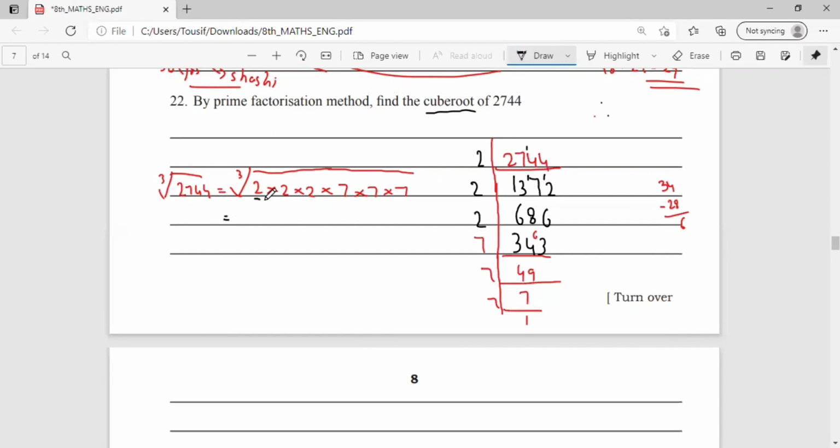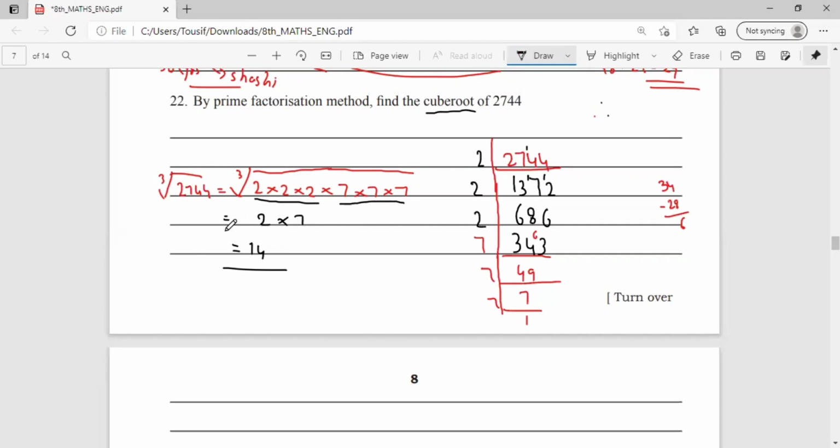Out of a triplet, we write down once. The same thing with the next factor: out of a triplet, we write down once. So 2 sevens are 14, and that is our cube root of 2744.